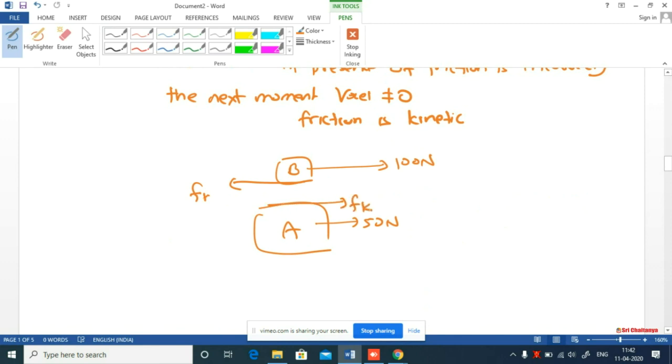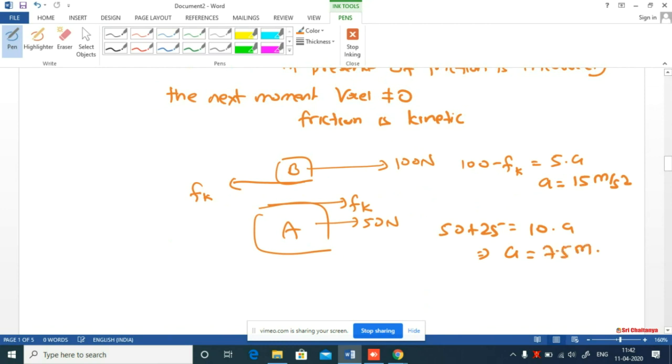If they want you to find the acceleration, then for B, 100 minus F kinetic, which is equal to a constant force of 25 Newton, is equal to mass into acceleration. So it means that a is equal to 75 divided by 5, that is 15 meter per second square. And here you will have 50 plus 25 is equal to mass into acceleration. This implies a equal to 7.5 meter per second square. These are the actual accelerations of A and B.